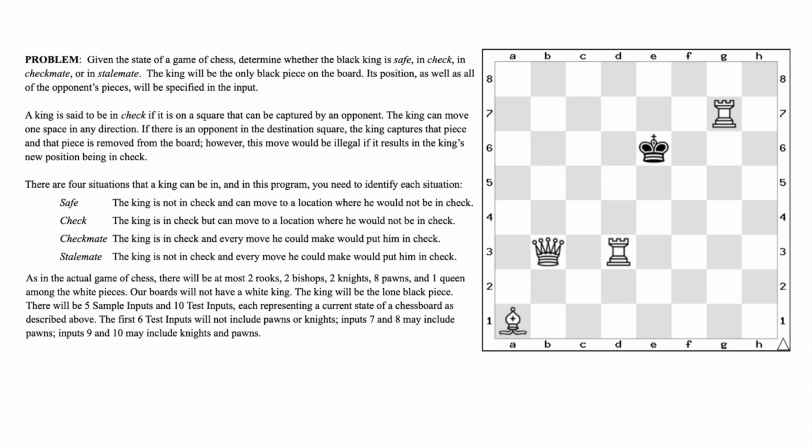And then after this, there's just a little bit of a description of an actual game of chess. We're going to have 2 rooks, 2 bishops, 2 knights, 8 pawns, and 1 queen among the white pieces. And these boards here in particular don't have a white king. The king is going to only be the black piece. So we only have the king who's the black piece, and then all other pieces are going to be white pieces. And then we just have some information on our sample inputs and outputs. So we'll just go through those when we code this out.